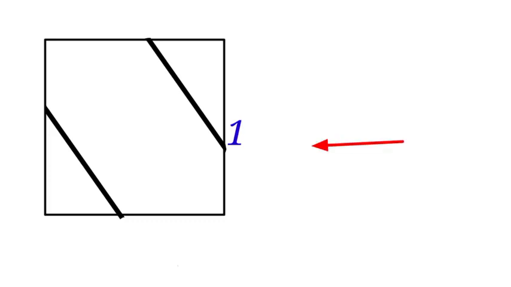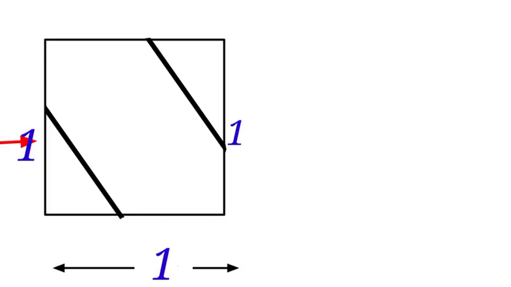Given a square of side length 1 with an irregular hexagon inscribed in it, we are to find the length of the hexagon sides. The diagram is not drawn to scale. We are given that the side length is 1. So here is the side and it's 1. Here is 1, here is 1, and here is 1.